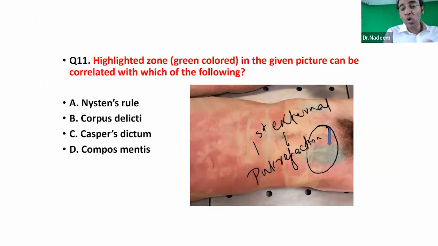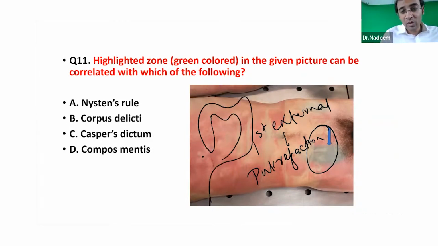Putrefaction. Why over right iliac fossa? Because this is your large intestine, and this part here you are going to see the cecum. Cecum is free floating, and there you will have more accumulation of bacteria. It lies more superficially to the right iliac fossa, so there you will have more greenish discoloration, because of the free floating cecum. So this is the first external sign.